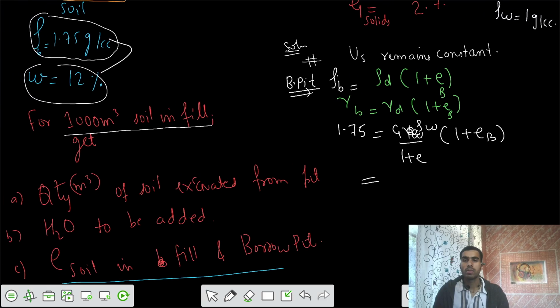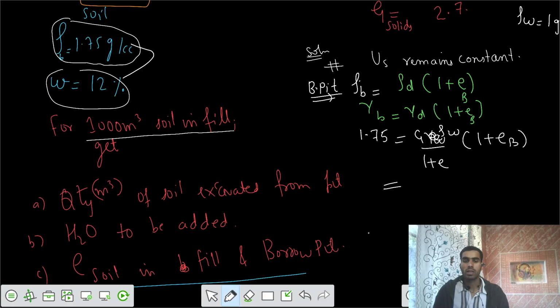Yeah, this is not the equation. The equation is that gamma bulk is gamma dry into 1 plus W. This is the actual equation. Gamma bulk is gamma dry times 1 plus water content. And I have the equation for gamma dry.